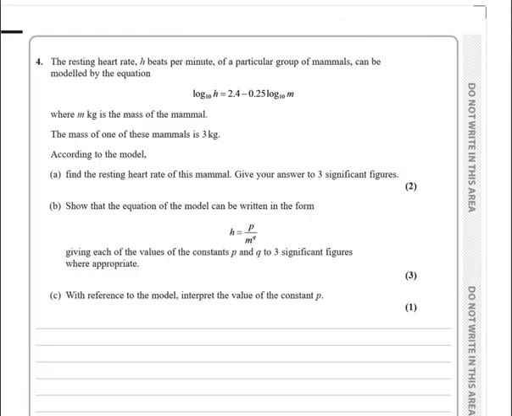Let us see what you have in question 4. For question 4, we have the resting heart rate H in beats per minute of a particular group of mammal is modeled by this equation.